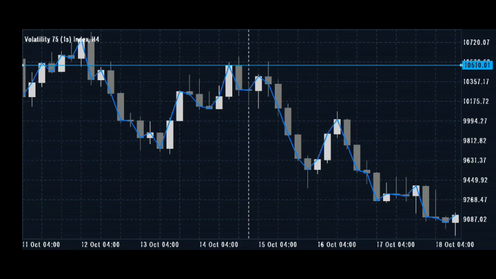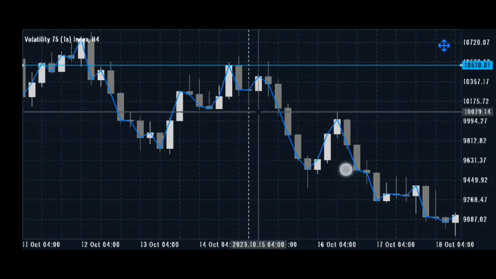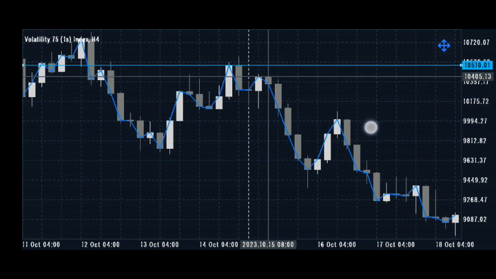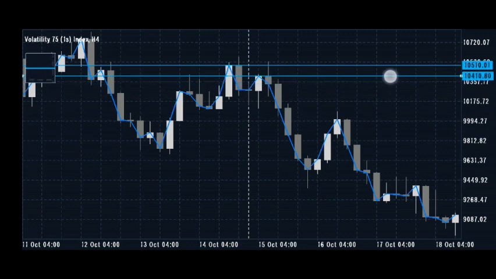Let me show you guys another example of a resistance. This is a buy, this is a sell, a resistance. I'm going to mark it up again. Look at it. This is a resistance.